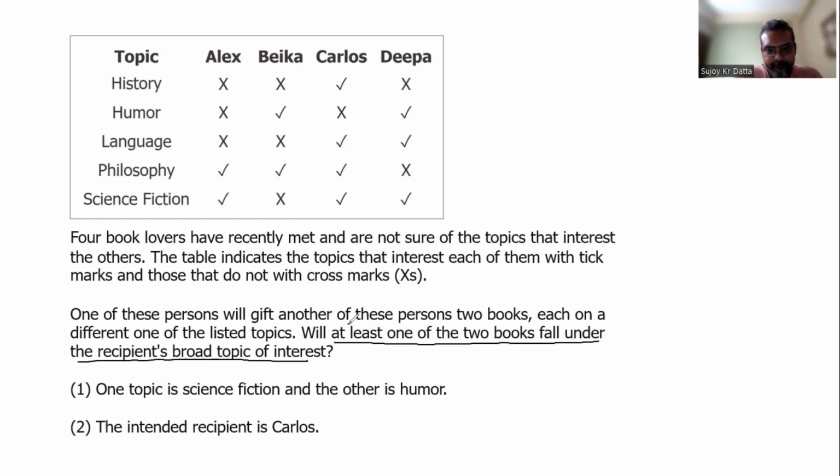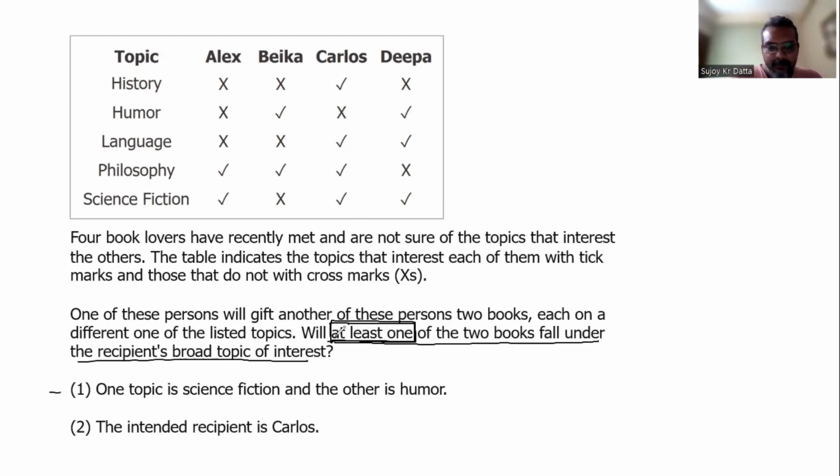At least one. So even if you get one, it will be fine. You don't have to necessarily get both books satisfying the condition. That's the main takeaway from this. So as you can see, this is more of a tabular data where you have to just check ticks and crosses.